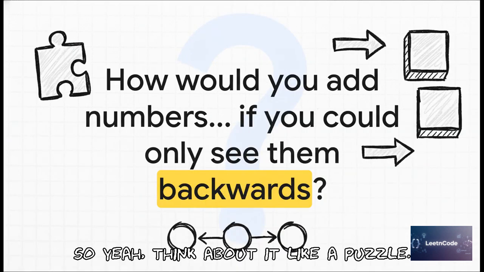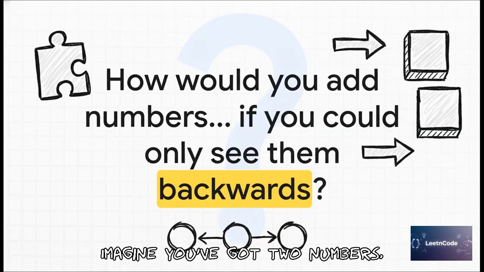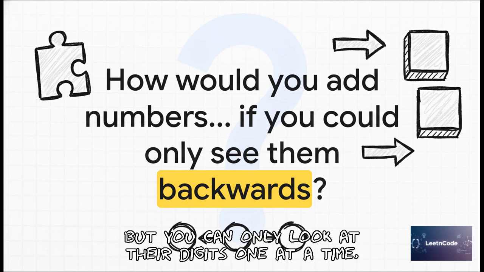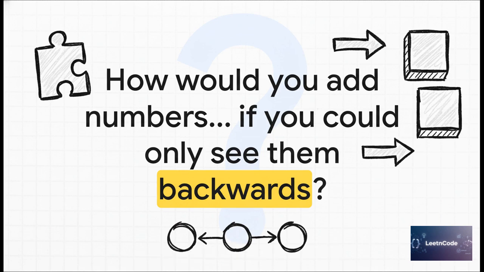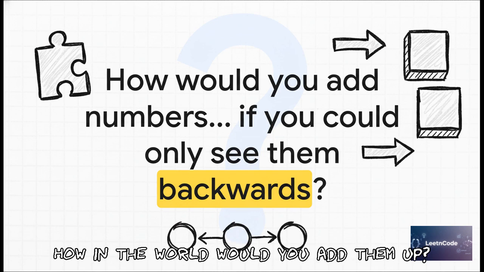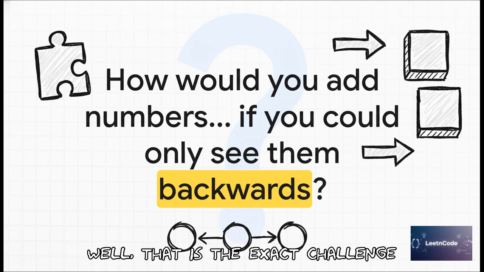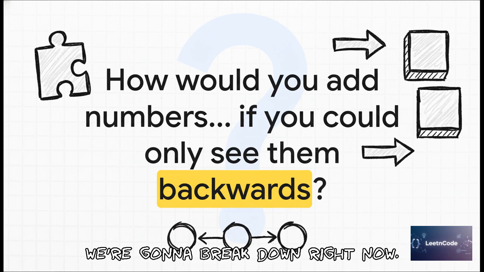So yeah, think about it like a puzzle. Imagine you've got two numbers, but you can only look at their digits one at a time, starting from the end. How in the world would you add them up? Well, that is the exact challenge we're going to break down right now.